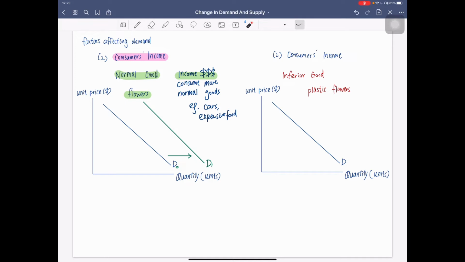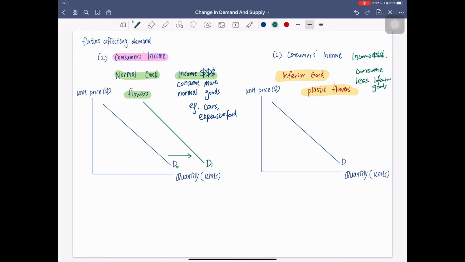The opposite situation is called inferior good. It is plastic flowers. So when the consumers' income increases, they are going to consume less inferior good.